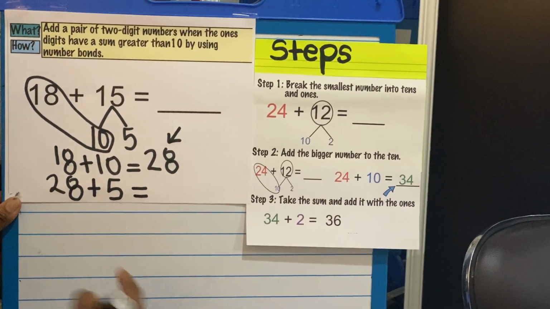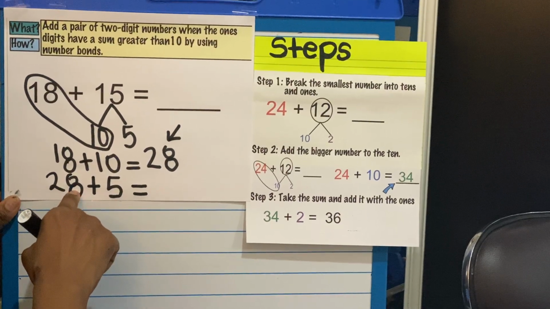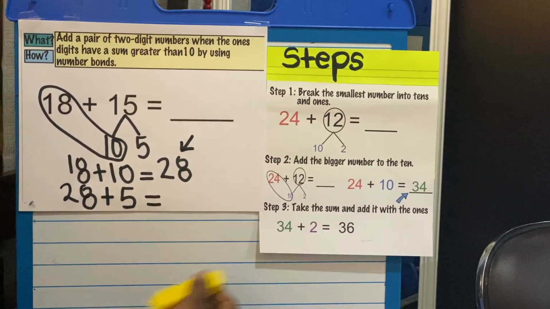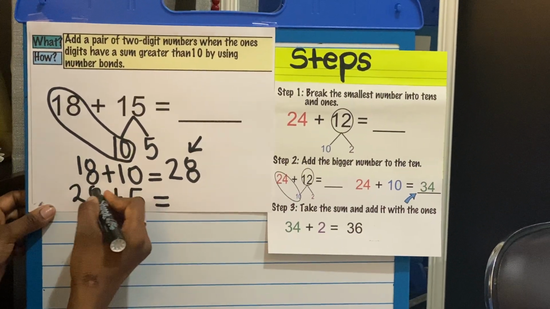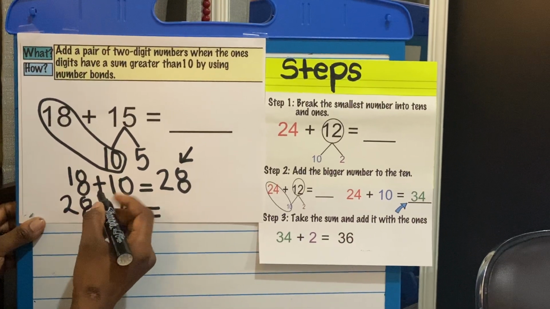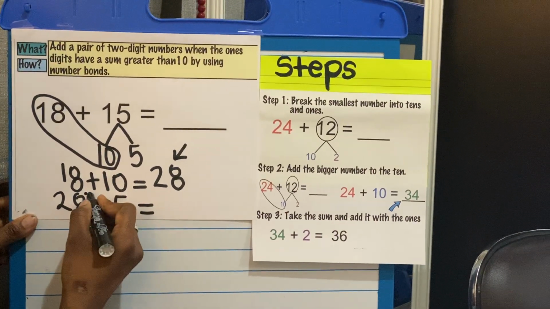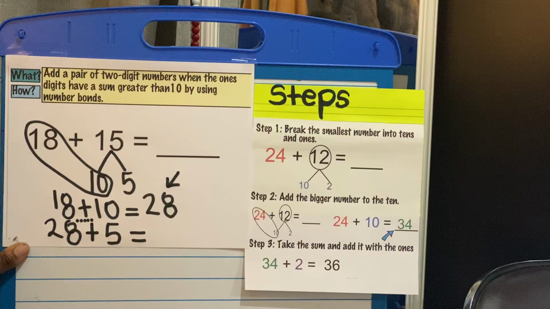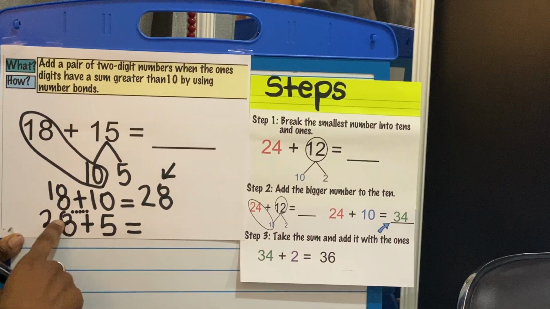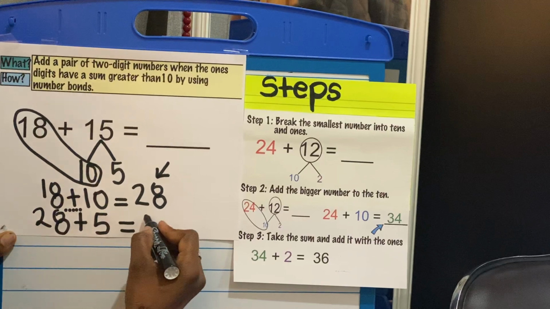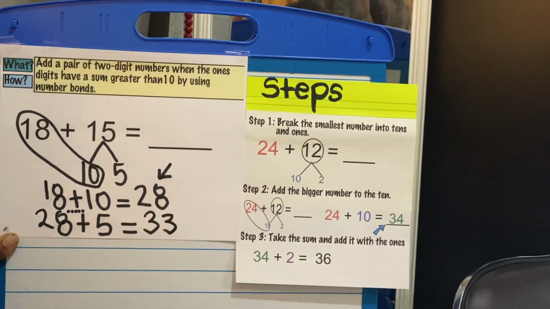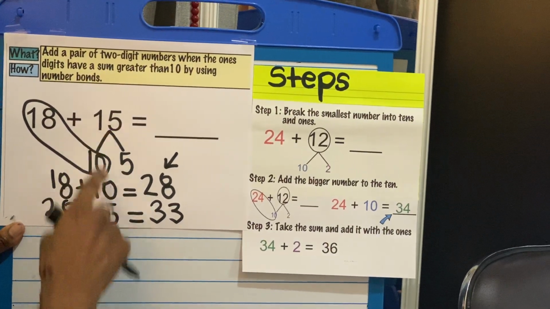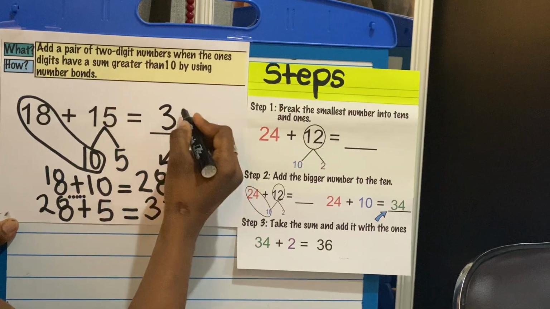If you're not sure, you can just count up. So you have 28 plus 5. You can use your fingers. You can use your manipulatives. You can do a quick draw. So you have 28 plus 5. 28, 29, 30, 31, 32, 33. Just make sure you have 5. So 28 plus 5 gives me 33. So that means that 18 plus 15 equals 33.